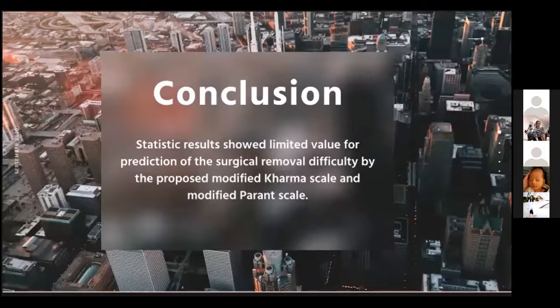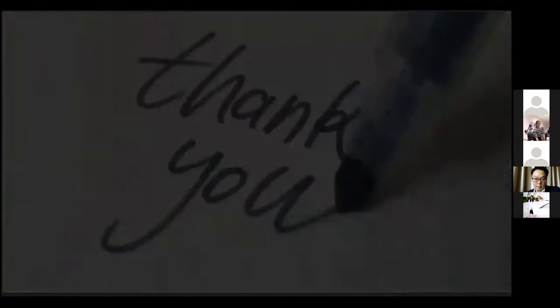Therefore, the modified Kara and modified Parant scales should not be used alone in prediction of surgical removal difficulty, but may be used as part of the evaluation of difficulty together with other factors that affect the procedure. It is also important to study other factors, whether patient systemic disease or surgeon experience, and it would be great to study using 3D images that make it possible to see the impacted tooth from another aspect. Thank you.